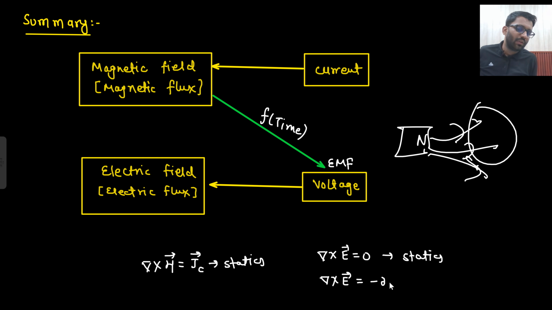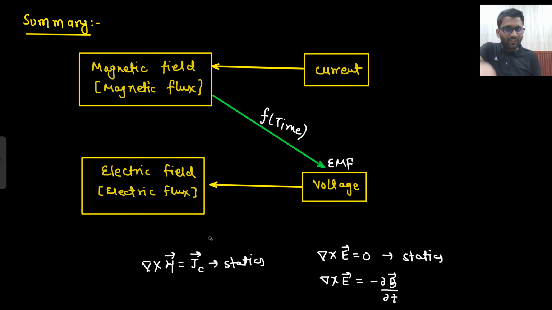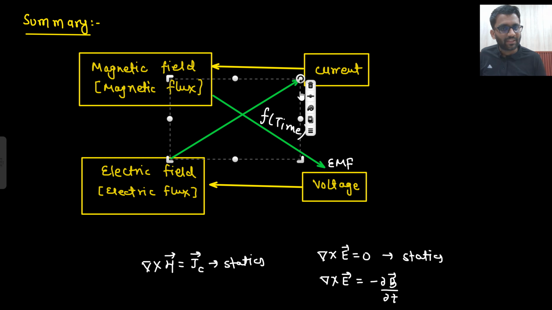Del cross E is equal to minus del B by del t. So changing magnetic field or changing magnetic flux will generate an EMF, and because of that EMF, you are having the electric field, because your EMF was equal to E dot dl. Is that clear to you? And now if this electric field is a function of time, then it generates a displacement current. This we have just studied.